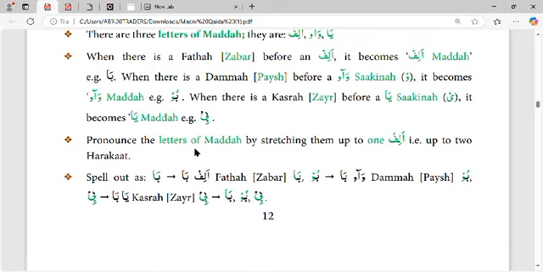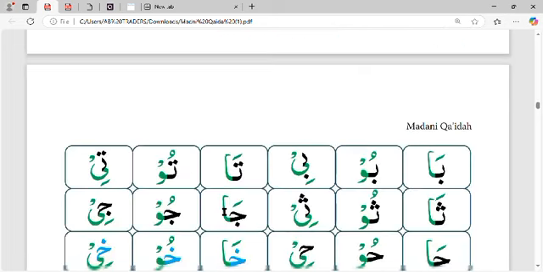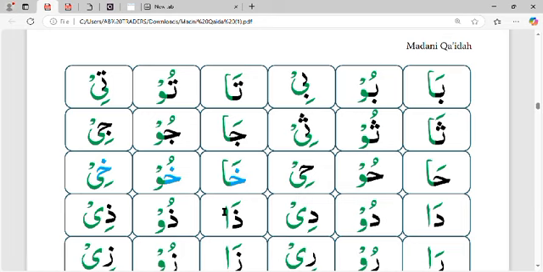Pronounce the letters of madda by stretching them up to one alif, up to two harakat. Spell it out as alif, like ba, bu, bi. So now we move to the lesson. We read the first line.